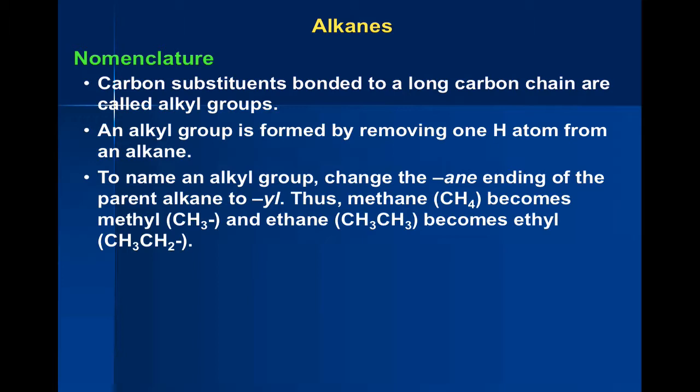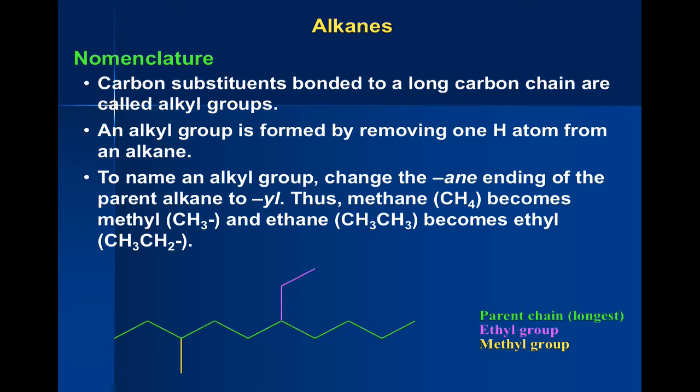If I have 2 carbons on my alkyl group, it's an ethyl group. If I have 3, it's a propyl group. 4, it's a butyl group. So on and so forth. So we're going to remove the A and E ending and replace it with YL. So if we look at an example, clearly this green line is the longest continuous chain. How would I determine the longest continuous chain? What does that mean?